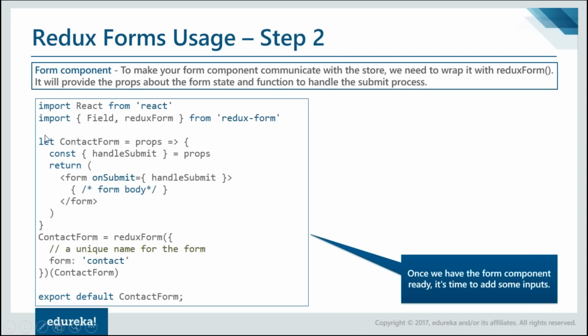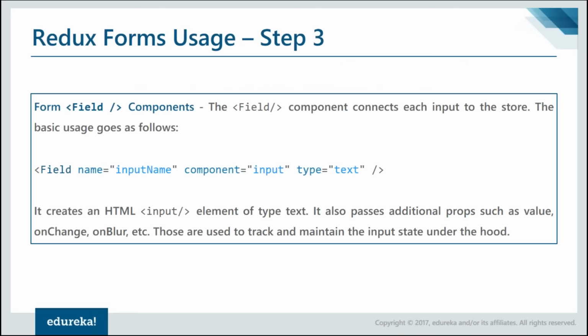As you can see in the code over here, I have a form state which is passed as contact. This is unique. Once we have the form component ready, we can add some inputs. So this is all about the form components. Now, Redux form usage step 3. Step 3 is the field component.